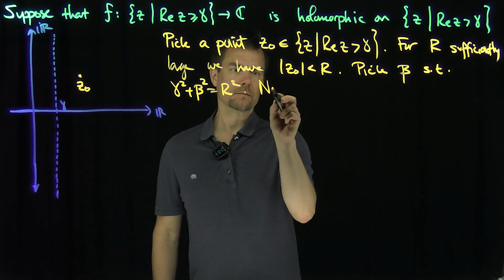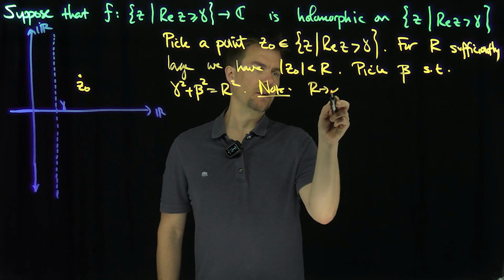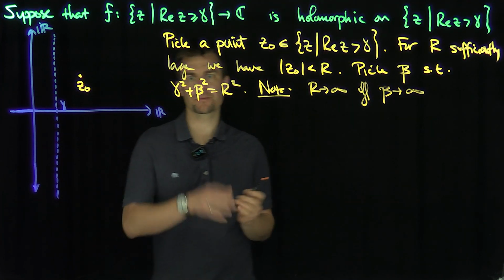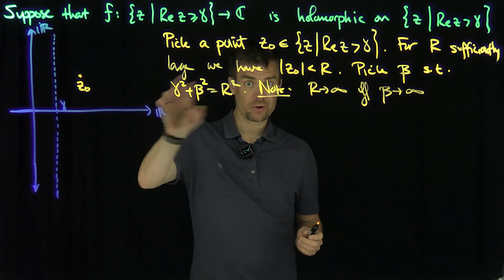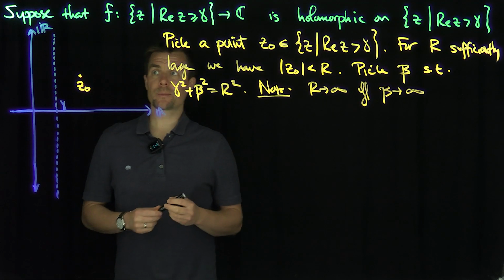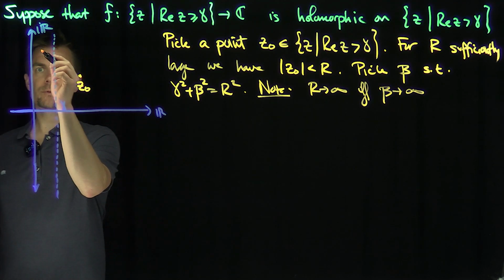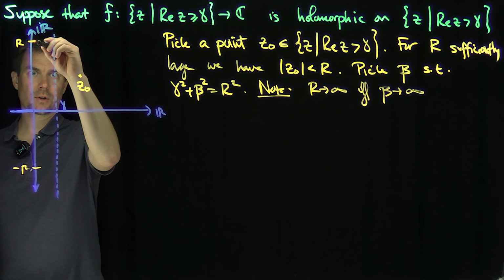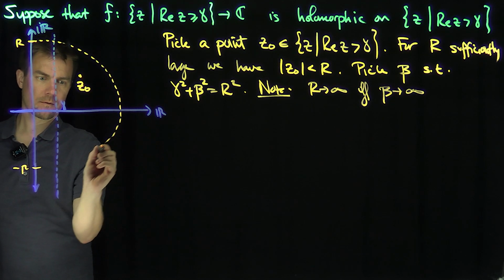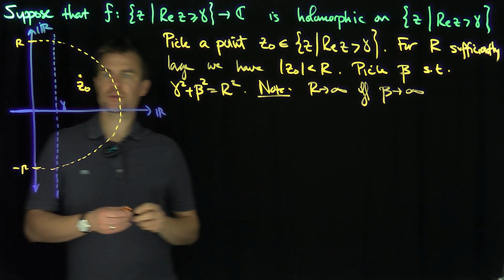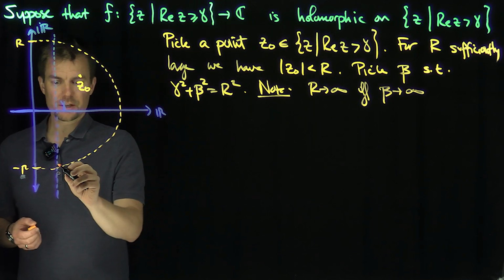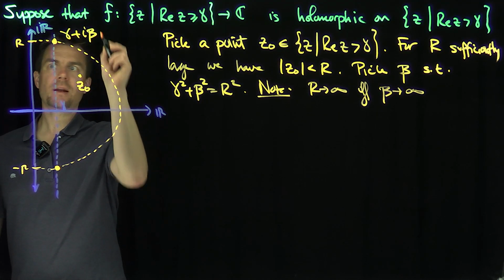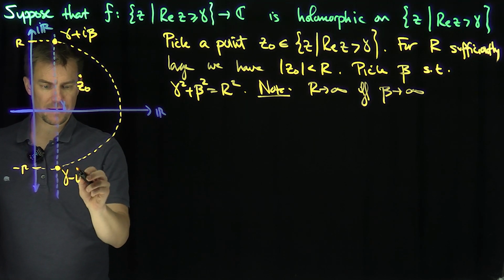So note, r approaches infinity if and only if beta approaches infinity. That's easy to see because they're just shifts of each other. Excellent. And so now I'm going to draw that big circle of radius r. I'll put r down over here, then negative r over here. Let's draw this big circle of radius r. And of course, where does the circle of radius r intersect this line over here? This point is going to be gamma plus I beta, and this point over here is going to be gamma minus I beta.